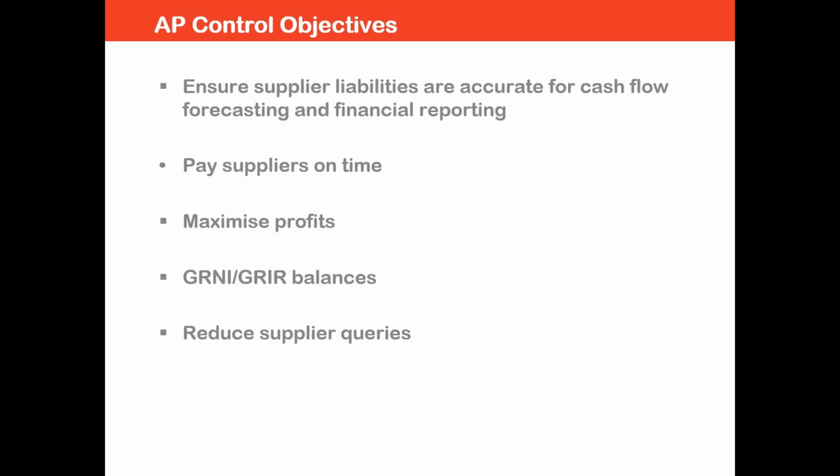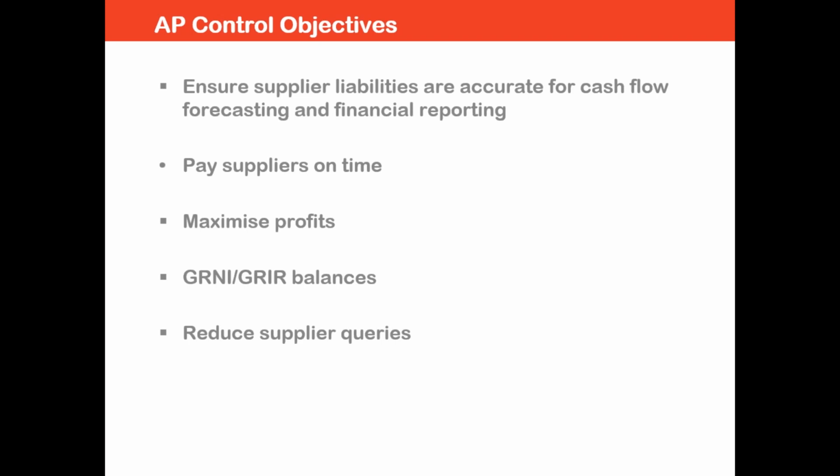So why do we have AP controls? If you're all in accounts payable, you know why we've got controls in place. The key things are, we want to ensure the supplier liabilities are accurate, so that cash flow forecasting and financial reports are accurate. We want to pay suppliers on time, which has become a much bigger thing recently with the prompt payment code with the government. I think people are paying more than just lip service to it, which perhaps has been the case in the past, certainly in some industry sectors.